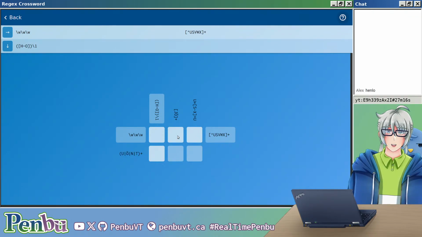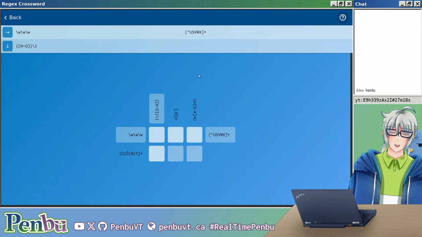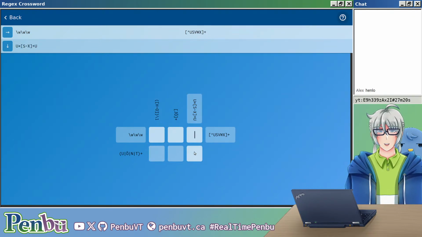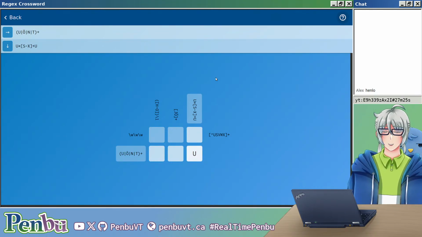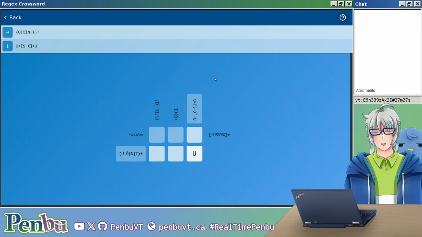And then these characters. Hello, Alex. Welcome. This is a U. I know you've done a lot of these before, actually. I think I remember you saying that this is where you learn your regex. Is that right?